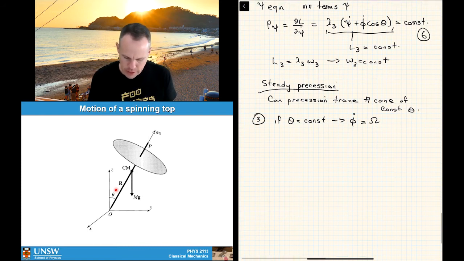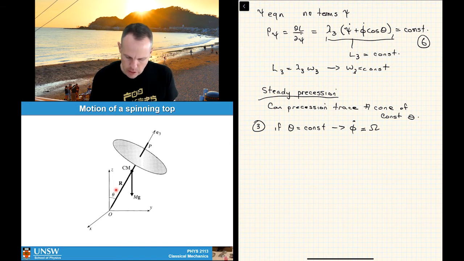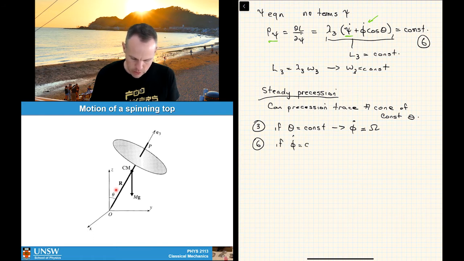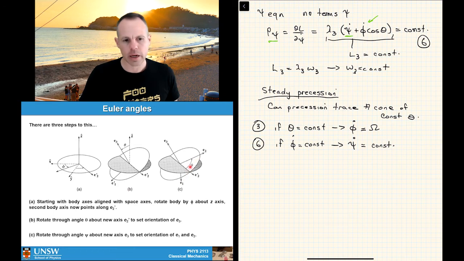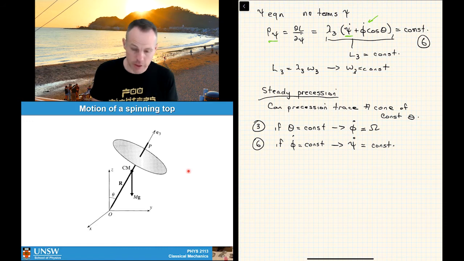Okay, so that comes from 3. If we go back up to equation 6 here for a second, what you'll notice is that if my phi dot is constant, and my angular momentum here is conserved, so it's a constant, then this must be a constant as well, right? So from equation 6, if phi dot is a constant, then psi dot is a constant as well. And if we consider that in terms of our Euler angles, what we're saying is that this angle here has a constant velocity of change, because it's psi dot that's the constant there.